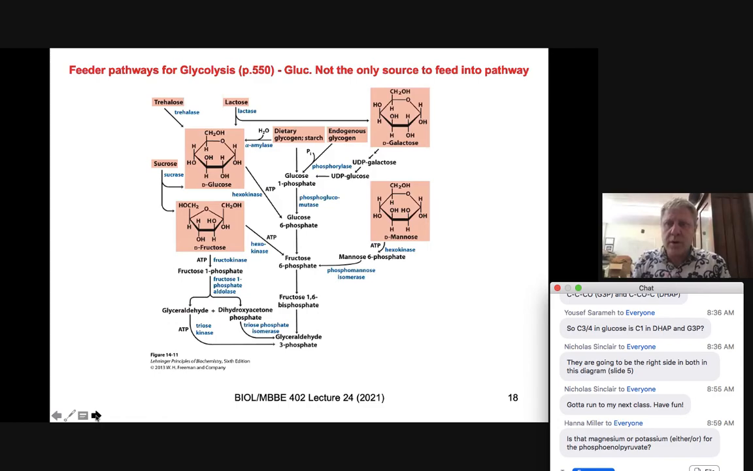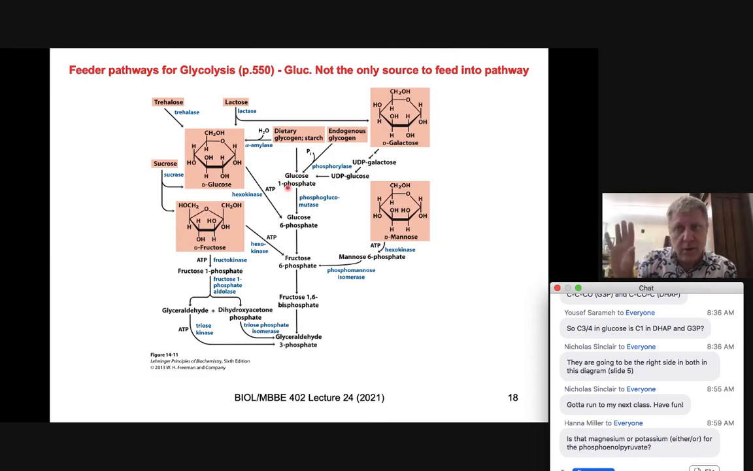So glucose itself is not the only carbohydrate that gets into the system of glycolysis that we've seen today. We have a number of different sugars that have the capacity to work with that particular system. We have galactose, which is commonly found in milk, and goes through a system of transformation to become glucose to enter as glucose 1-phosphate.